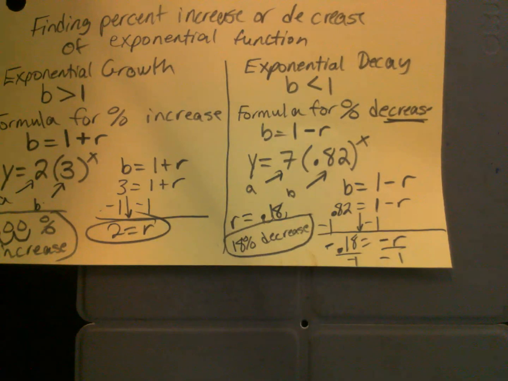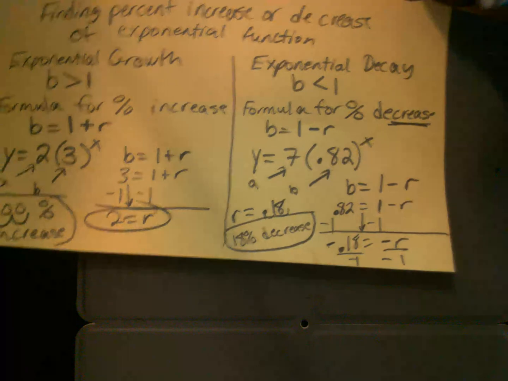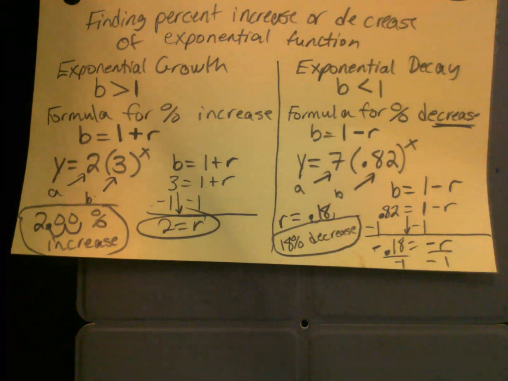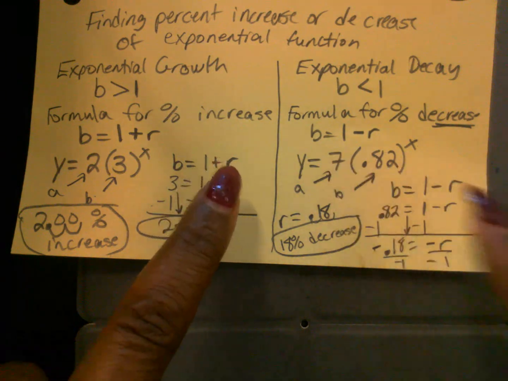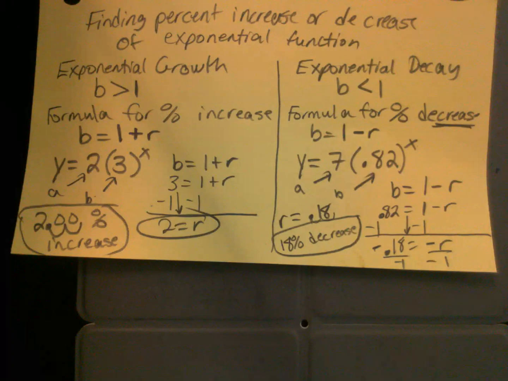And pause for the cause. Please don't get these types of questions wrong by thinking you could just look at it and tell the answer. You have to use either B is equal to 1 plus R or B is equal to 1 minus R.